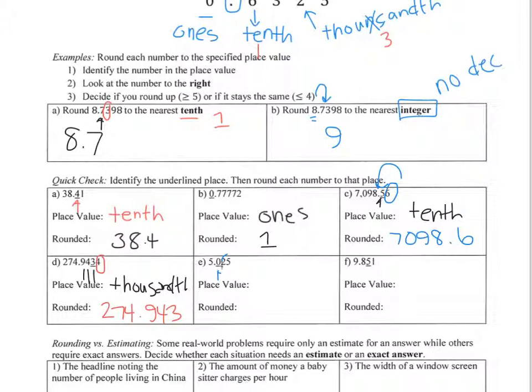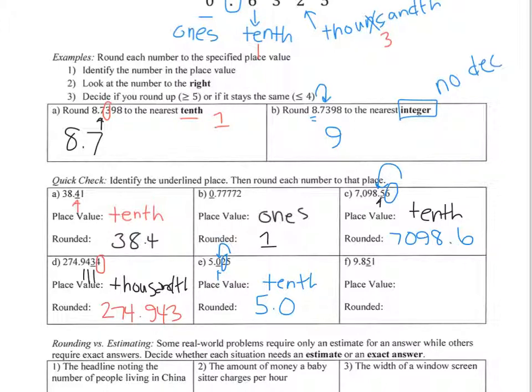The place value right here is a tenth. So I'm going to look at the 2. The 2 is less than 5. So if the 2 is less than 5, I need to keep this number at 5.0. Keep it at 5.0 instead of 5 because you're showing precision. You're showing that you actually did go farther with the decimal and it's accurate that way.